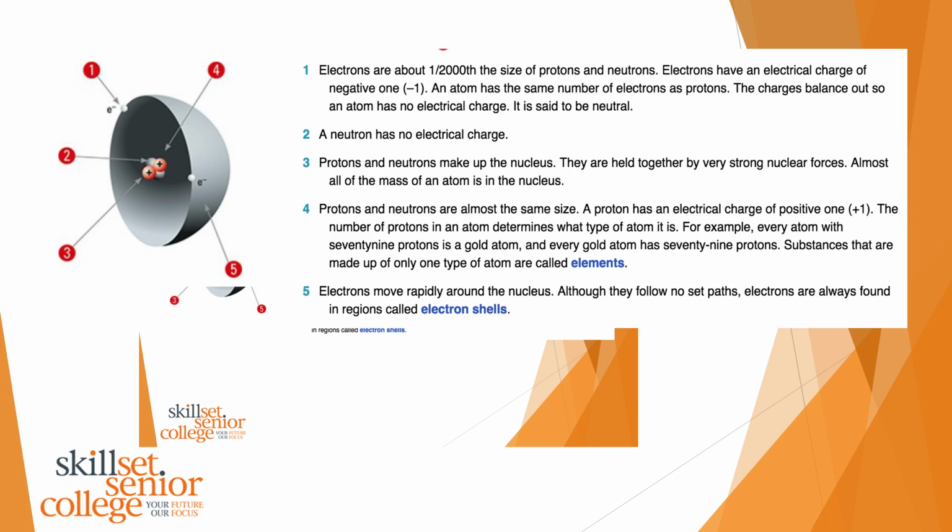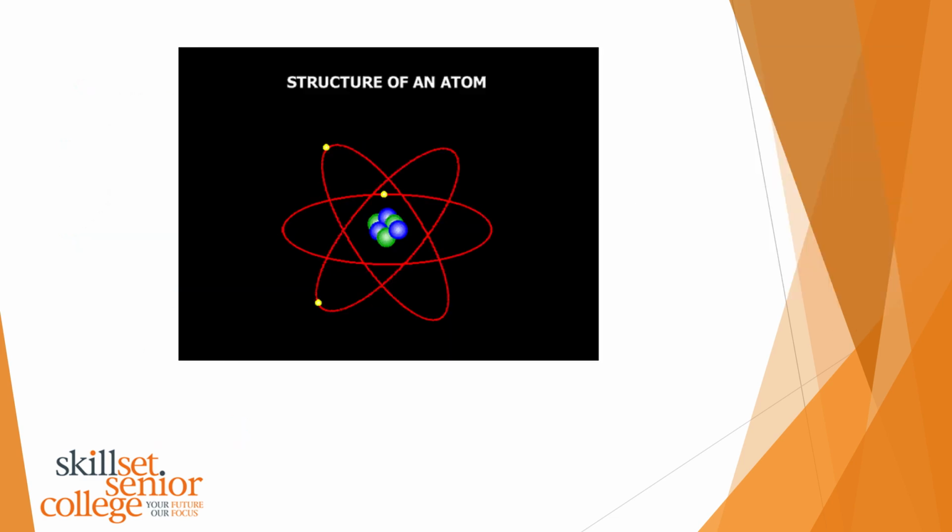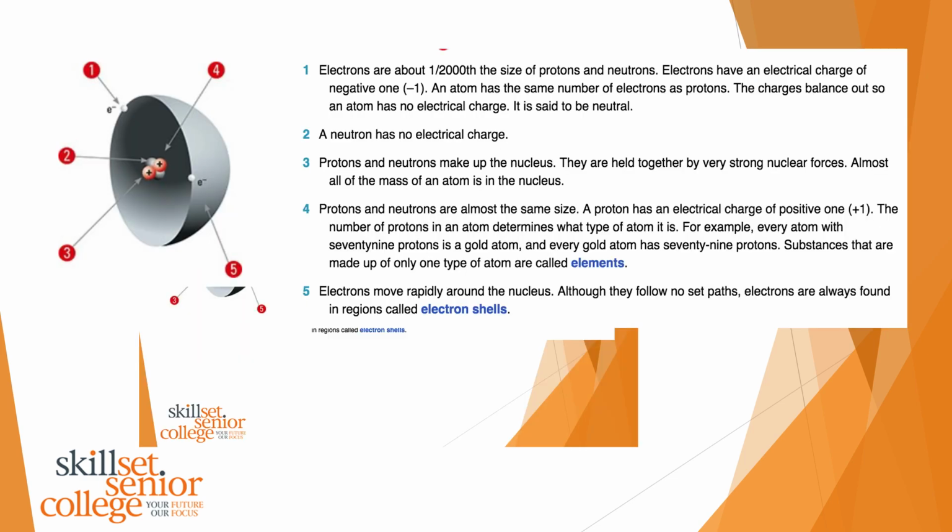Electrons move rapidly around the nucleus. Although they follow no set paths, electrons are always found in regions called electron shells. Now we discussed this a little bit last term as well. So remember when we drew our electrons, we would always have 2 in the first electron shell and then we could have a maximum of 8 in the second electron shell. We're going to be looking at that in more detail. They're actually really important. The number of electrons in these electron shells is related to how reactive or unreactive a chemical element is. So again, just to reiterate, that's the structure of the atom there, so we know what that looks like. Okay, so we've just basically spoken about that at length here in a little bit more detail.